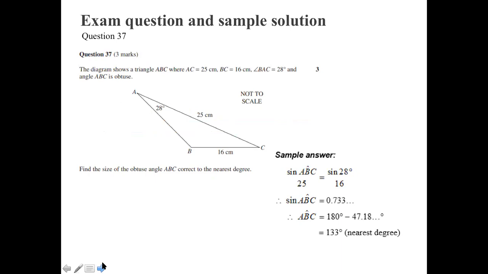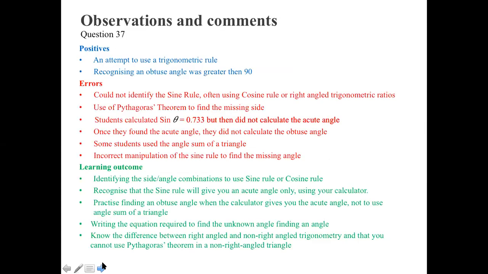The next question was 37. We had an obtuse angle triangle and they had to find the size of angle ABC. They worked out the acute angle using the sine rule was 47 degrees, and then had to realise they had to minus it from 180 to get to 133 degrees. The positive was we did actually get kids to use one of the trig rules, which was great. They did recognise an obtuse angle was greater than 90, because often if they got an answer that was less than 90, they went, oh, there's an error, it's not obtuse. But they really didn't know what to do next.